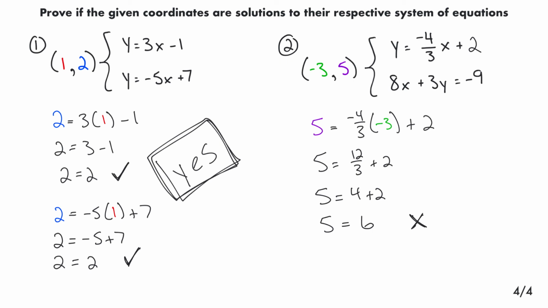So then it really doesn't matter if I plug it into the second equation. If it works or it doesn't work for the second equation, it doesn't matter. This is not going to be a solution to the system. As soon as it fails one of the equations, you stop. The answer is no. You are done. Because we're asking, is this a solution to both equations? Not one or the other. It has to be both. So if it doesn't work for one and it's your first one you're attempting, you don't have to try the second one.